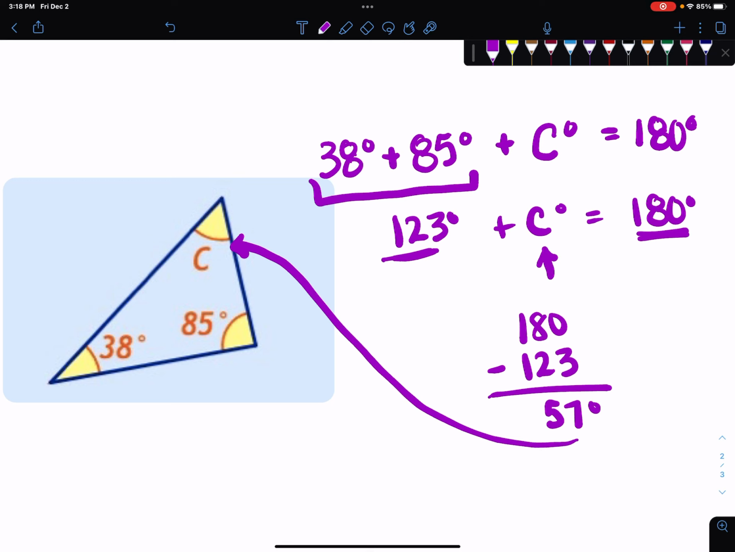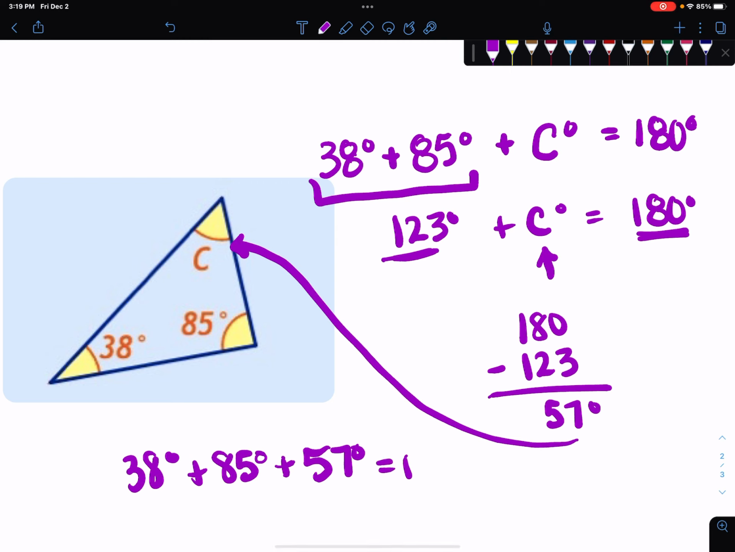Now, if I'm not sure that's really right, I should be able to take all three of these angles and add them together, and just like we said, get 180 degrees. So you have a way to check yourself before you wreck yourself, to make sure it's right.